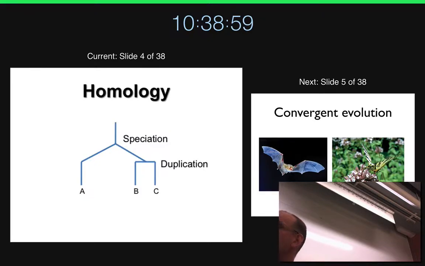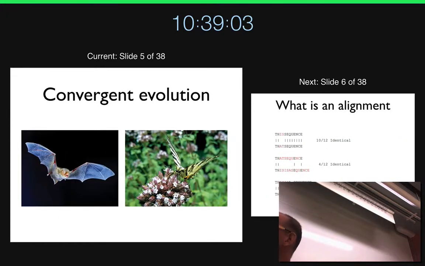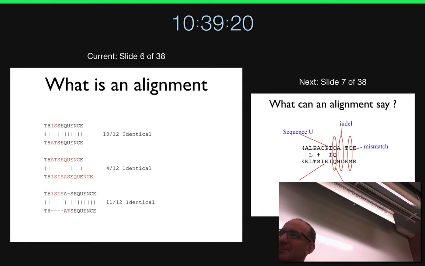Then we briefly touched on convergent evolution, like the bats and their wings versus the bees and their wings. It's important to understand that sequences could function in the same way, and to understand where they're coming from and why. Then we moved on to identifying an alignment, as well as the two different types: the local and the global.